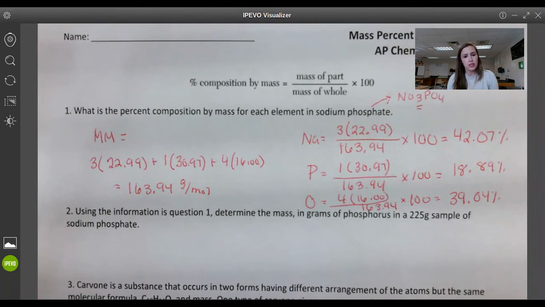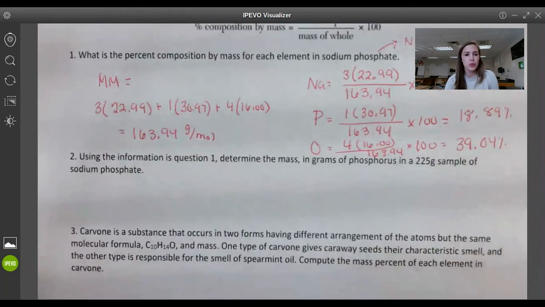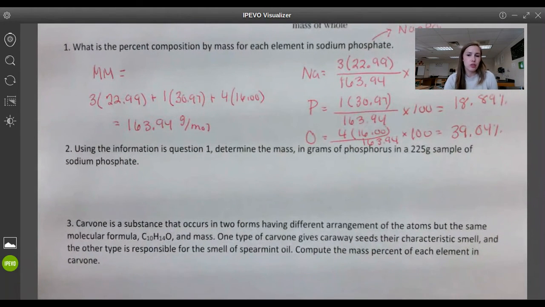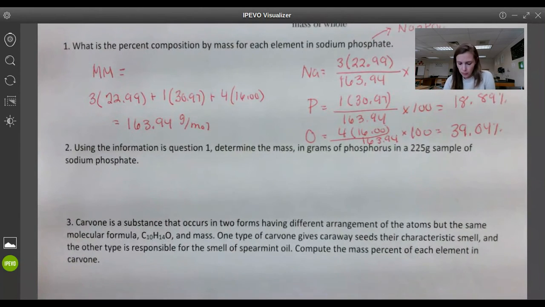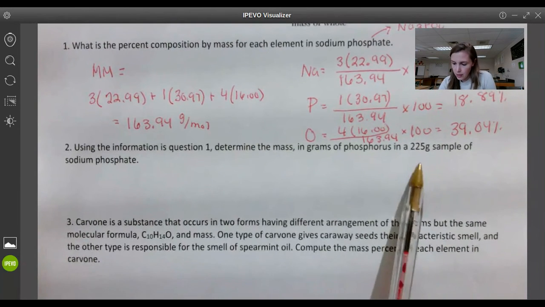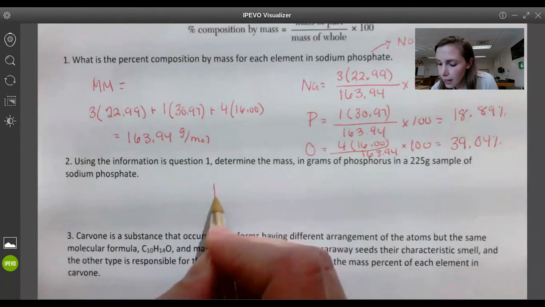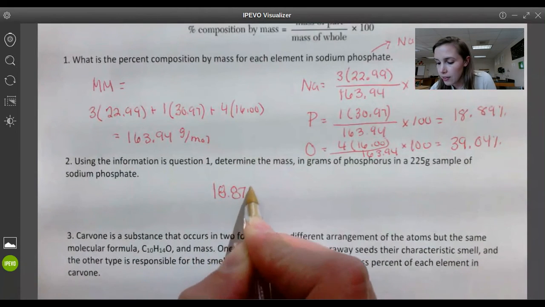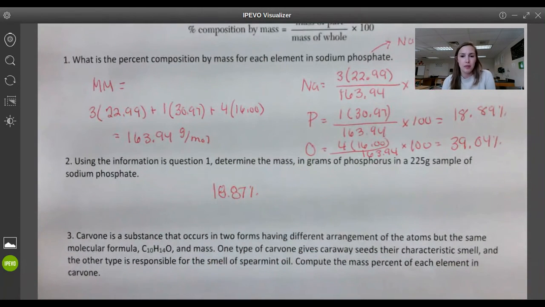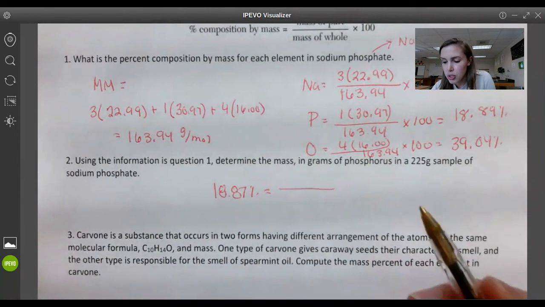What that then allows us to do is, if you look at number 2, it says, say we have a 225 gram sample of sodium phosphate. How many grams of that are just phosphorus? Well, we can use the percent composition to find this out. We know based on our calculation up above that 18.87% of that is going to be phosphorus. So I'm going to put my percentage over there. I'm just going to use the formula for this.